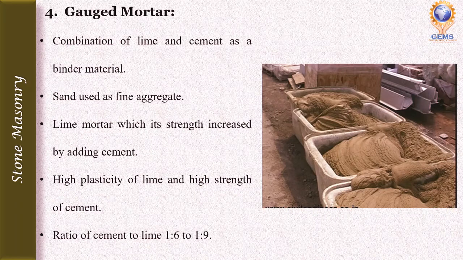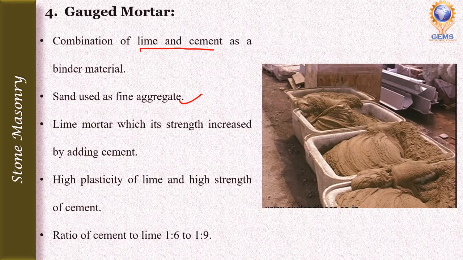The fourth one is gauged mortar. In gauged mortar, the combination of lime and cement will be used as a binding material, and sand will be used as a fine aggregate. Previously we saw that in cement mortar we use cement as a binding material, and in lime mortar we use lime as the binding material, but in gauged mortar we use a combination of lime and cement as a binding material, and sand as the fine aggregate.